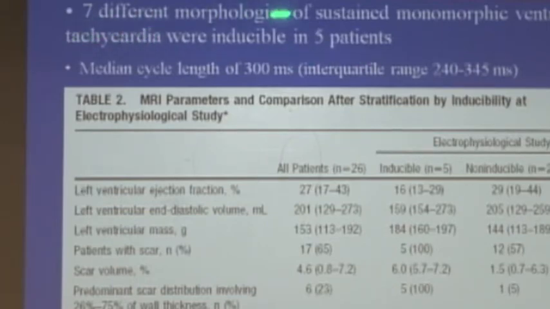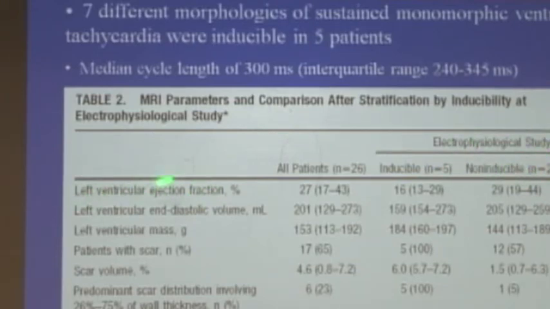There were 7 different morphologies of sustained ventricular tachycardia induced in these 5 patients. The mean cycle length was pretty fast, about 200 beats per minute. What we did is we looked at all patients, those that were inducible and those that were non-inducible.